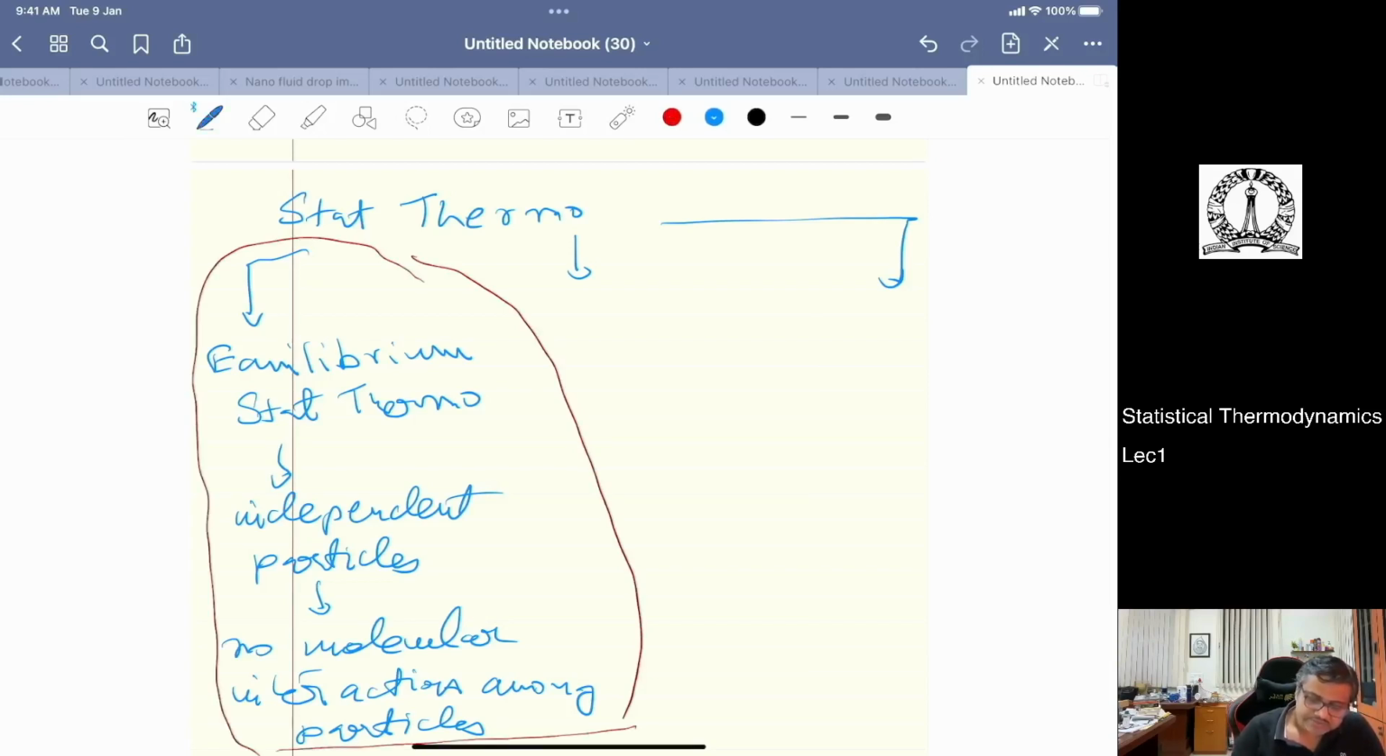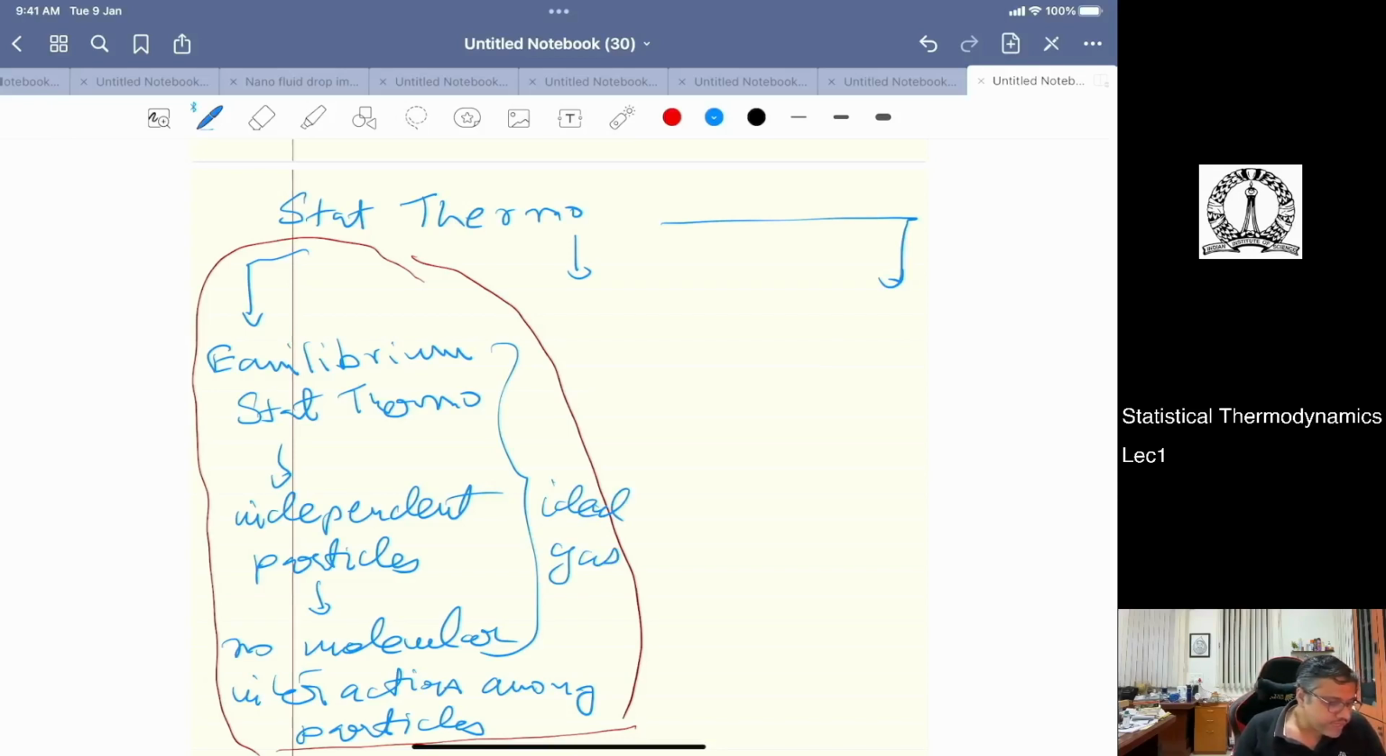Examples of this will be, for example, ideal gas. There is also pure crystalline metal, black body radiation, etc. These are all part of this.